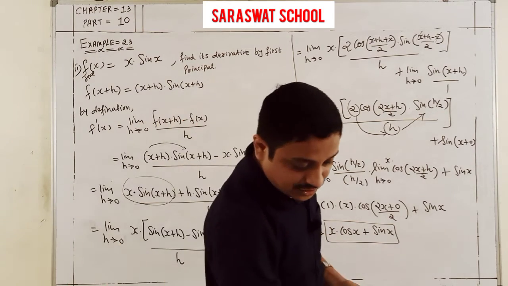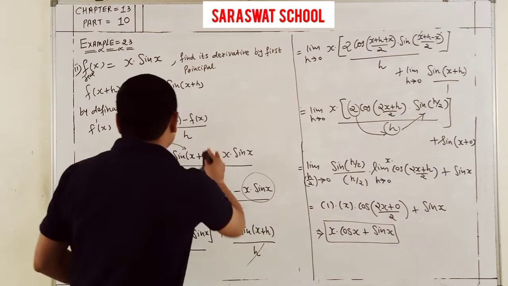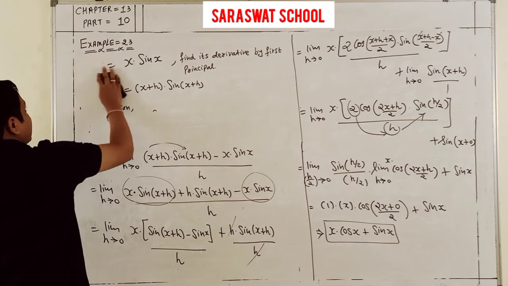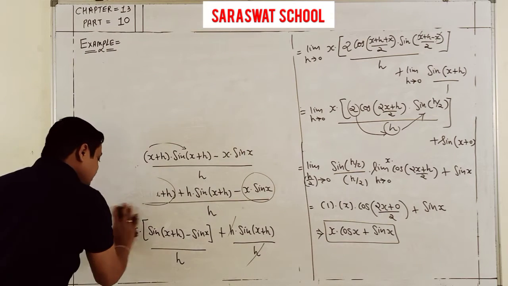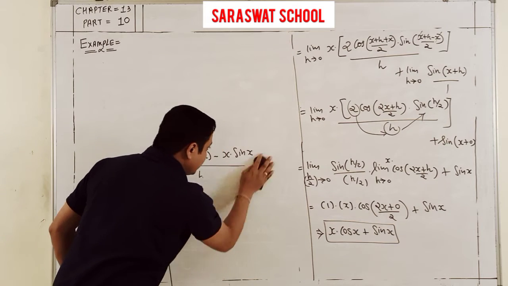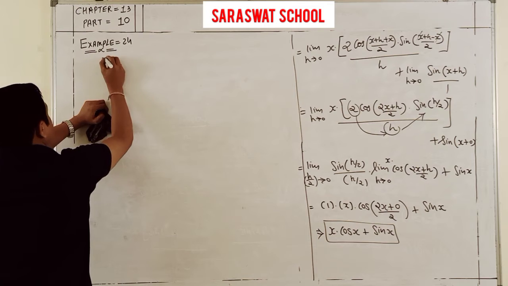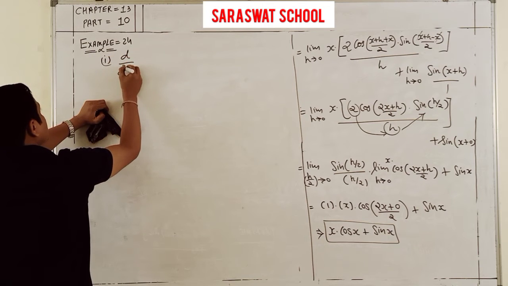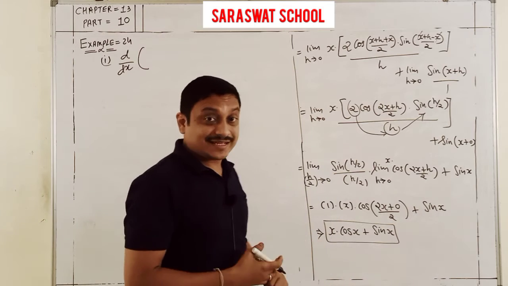Now I continue, students, our example, going ahead, continue to 24. Find its derivative only, not using the first principle, it means we go to the simple working rule. Working rule wise, we will derive that 24, the two questions: d/dx of my question, sin 2x.